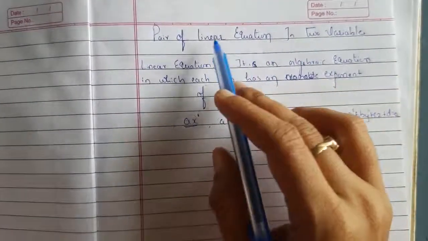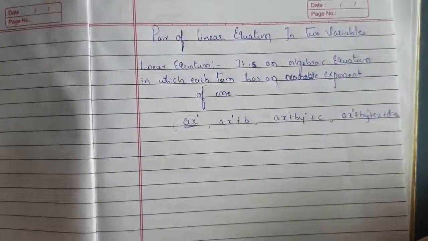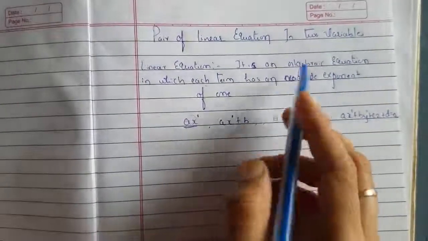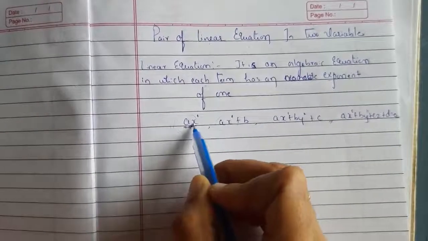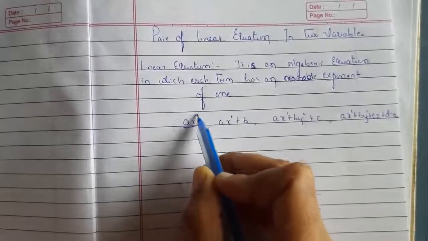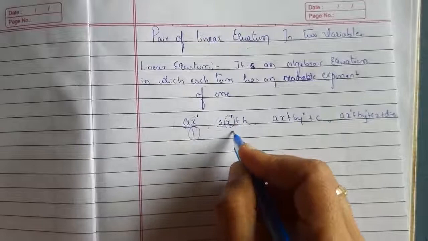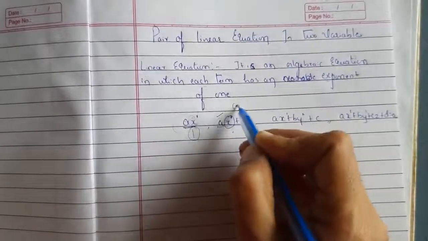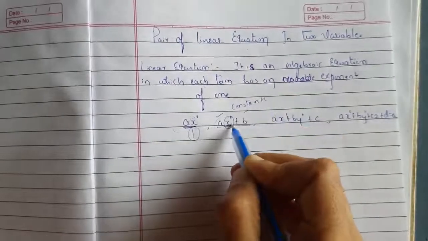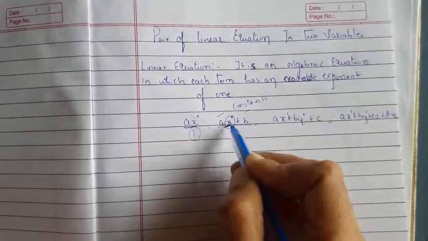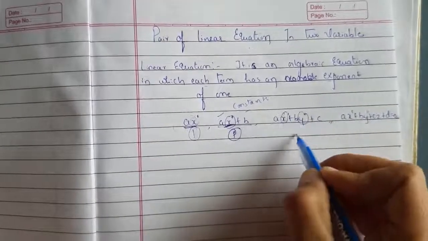Then coming to the chapter name, linear equation in two variables. Linear equation in two variables means the equation has two variables. In this, what is the variable? x is a variable. How many variables here? Only one. In this equation, one variable. Here a and b are what? Constant terms. Here x is a variable. So how many variables here? One. Here 1, 2. Two variables.